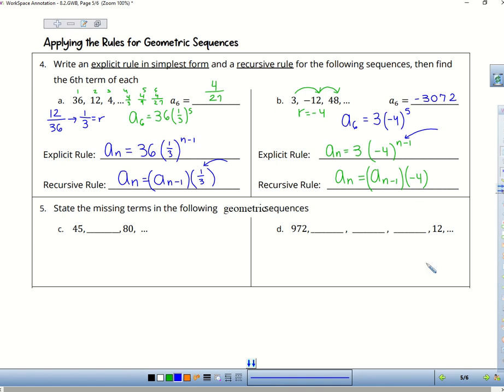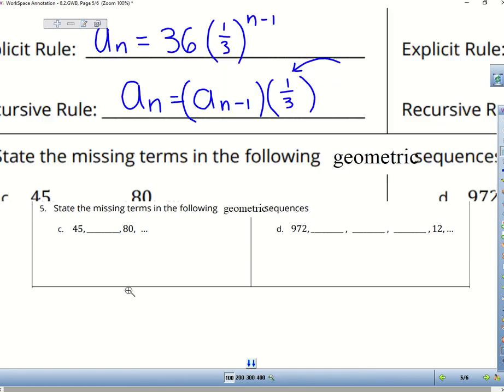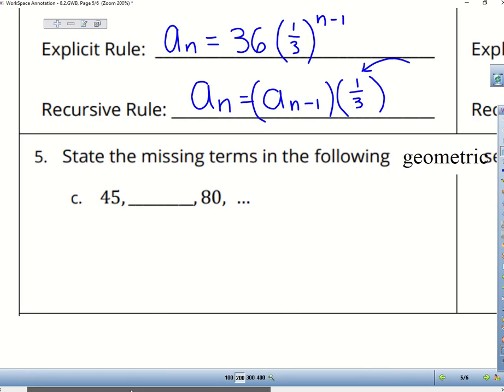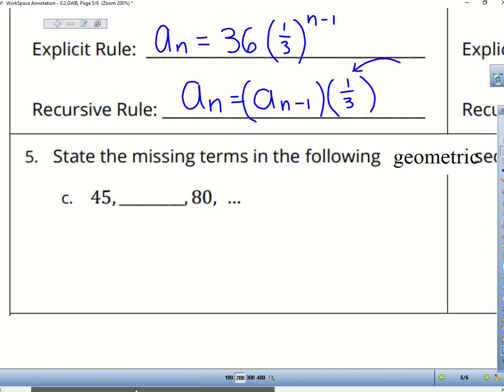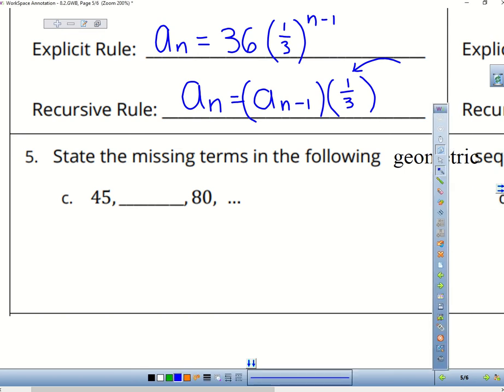Okay. So, state the missing terms in the following geometric sequence. You remember we did this with arithmetic and I taught you that little rule? I'm going to teach you a new rule for geometric, okay? So here's the rule.